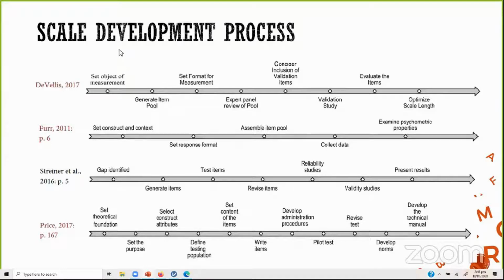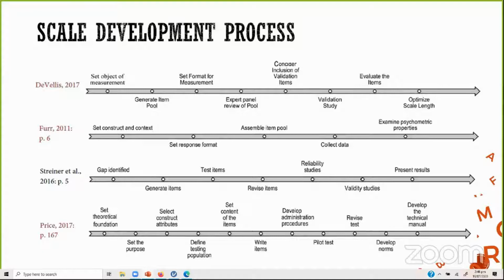The first step, set the object of measurement. What do you want to measure? How do you define that particular measure? These are the two most important things. And what do you want to achieve from that measurement? All these things are defined in the object of measurement. I want to define social responsibility in universities. How do I define this concept of social responsibility in universities? Once I'm through this, the next step is generating the pool of items.